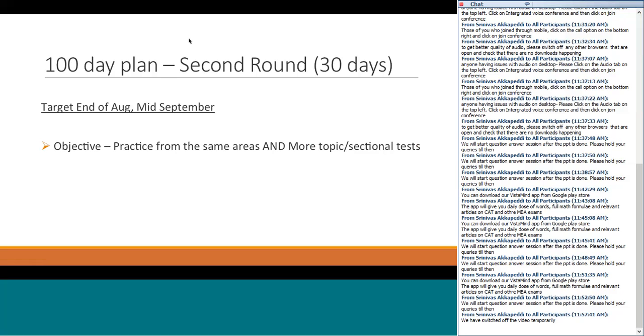Objective is very simple. Practice from the same area and take more topic and sectional tests. Once again, the same number of hours or maybe a slightly less number of hours is more than sufficient for the next 30 days. In fact, the number of days may be the same, but the number of hours can reduce. Instead of 80 hours, it could be 60 hours or 50 hours in the second round is what my recommendation will be for the second leg of your preparation.